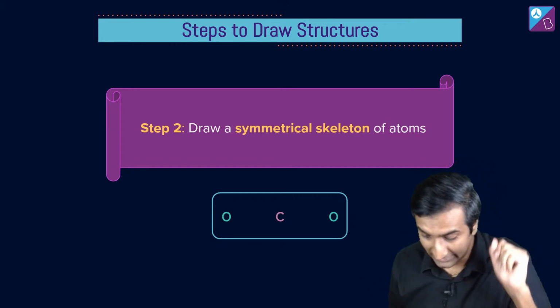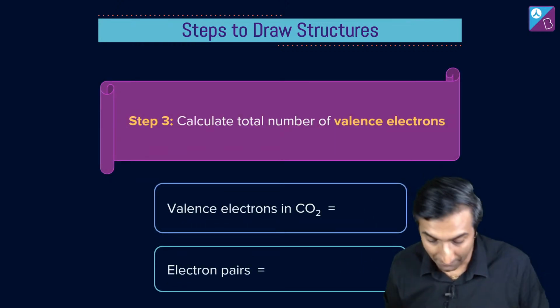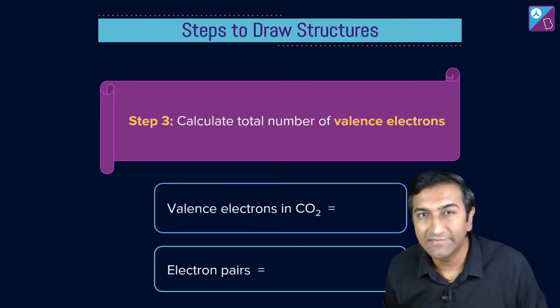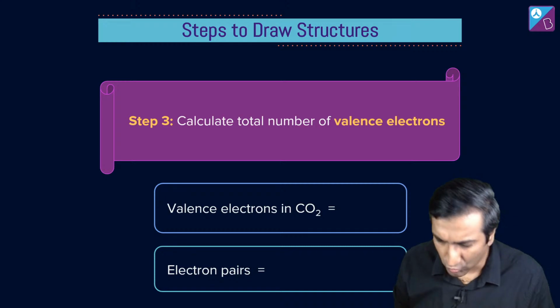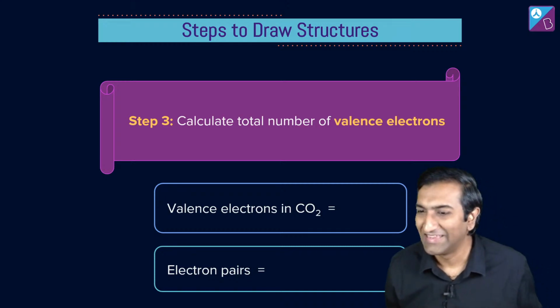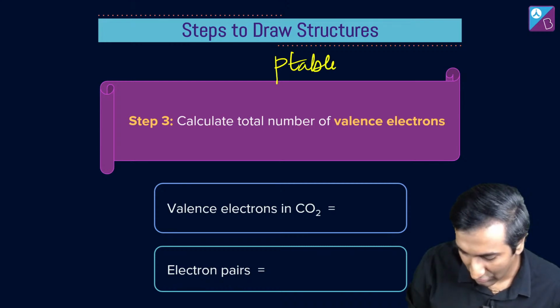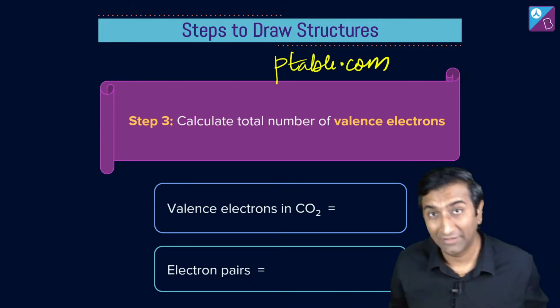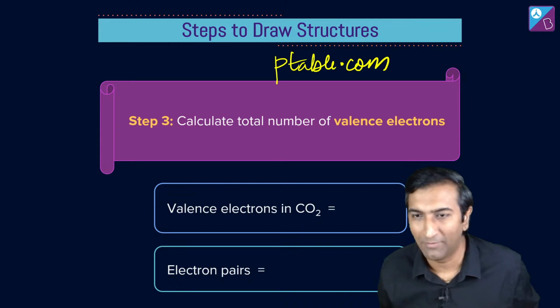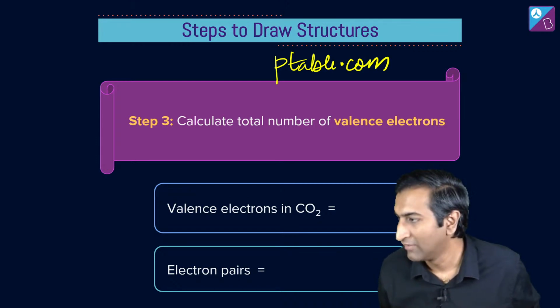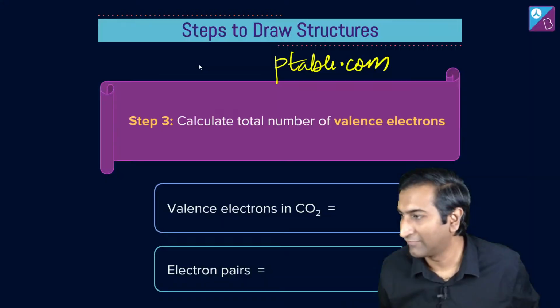What's the next step? The next step is to figure out the total number of valence electrons. Total number of valence electrons. Here is my good friend ptable.com. Please open it up if you have a desktop or a tablet. If you're on a mobile device, it's all right. Just look at my screen. You can play around with it as well. That's why I'm asking you to open it up.